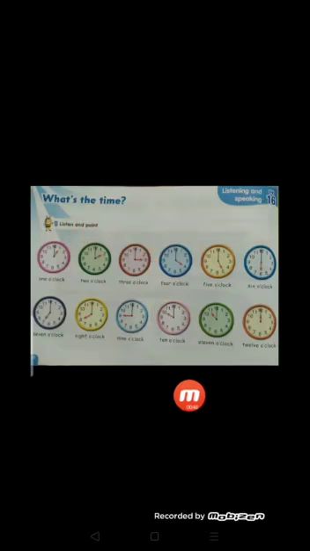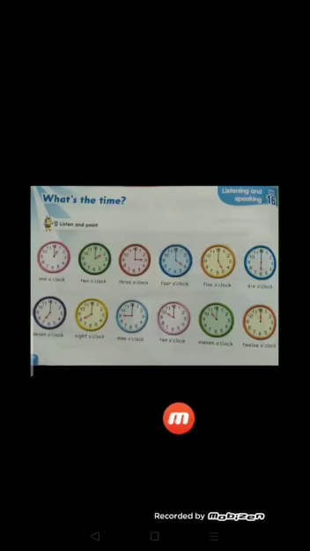Now listen and circle the time. What's the time? It's 1 o'clock. Circle 1 o'clock. What's the time? It's 3 o'clock. Circle 3 o'clock. What's the time? It's 5 o'clock. Circle 5 o'clock. Number 4. What's the time? It's 8 o'clock.